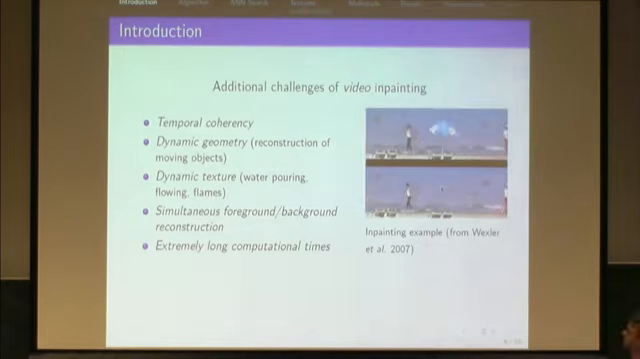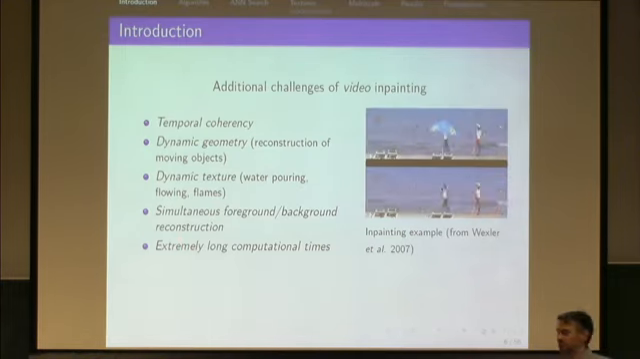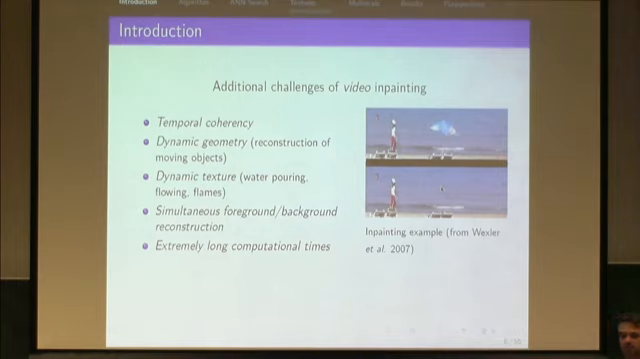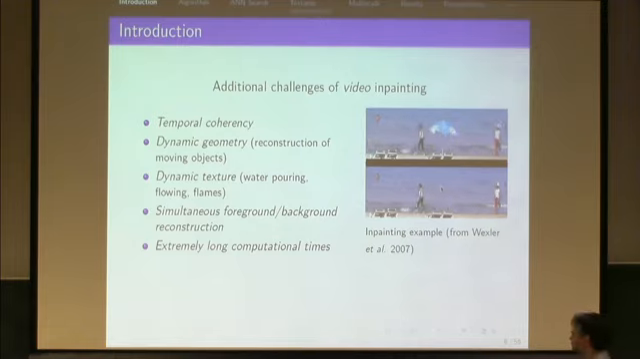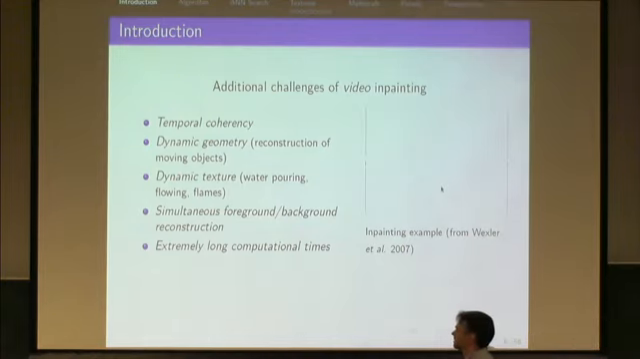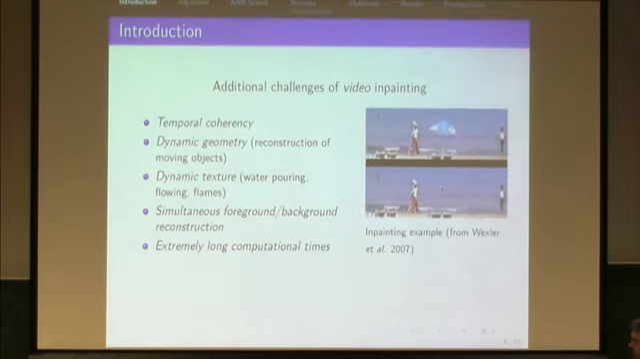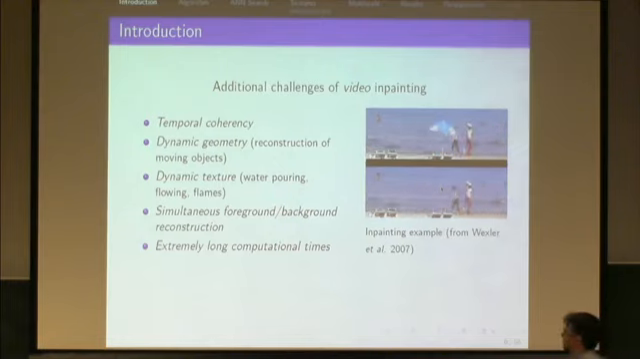But you also need to reconstruct dynamic texture, like water pouring or flowing or flames. So there are sort of 2D texture features that also have a particular spatial-temporal behavior. And then you have to deal with simultaneous foreground and background reconstruction. Foreground and background have most often different characteristics of texture, and you have to manage to reconstruct them both independently and avoid problems in the frontier between objects.